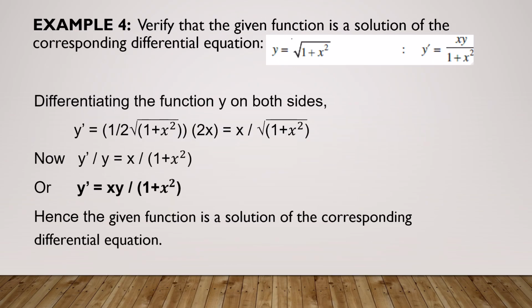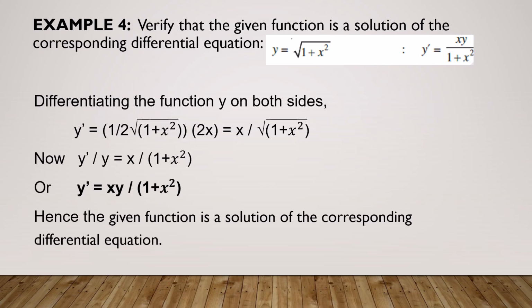Next example, verify that the given function is a solution of the corresponding differential equation. So now what is the function y given to us? y is equal to root of 1 plus x square. So first thing is you need to obtain y dash. So differentiate on both the sides. You know derivative of root x is 1 upon 2 root x. So derivative of root of 1 plus x square will be 1 upon 2 root of 1 plus x square into derivative of x square, which is 2x. So y dash is equal to x upon root of 1 plus x square.